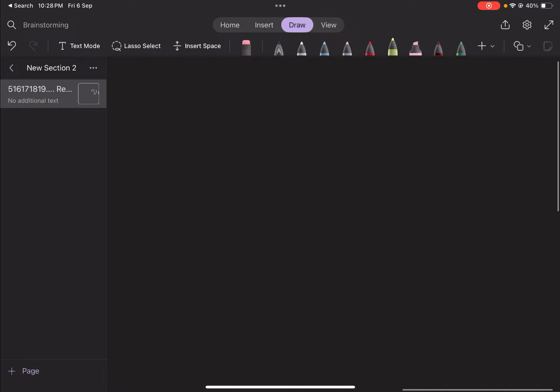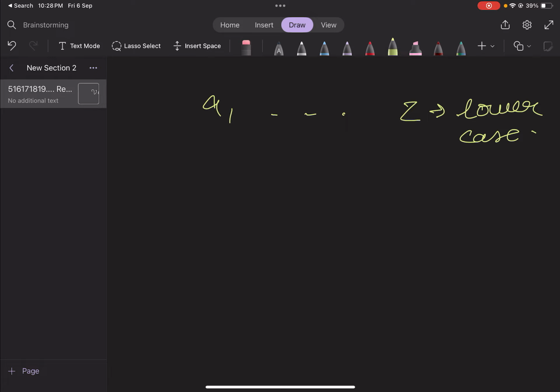So why do we need variables? Because there are a lot of shapes, there are a lot of things that are not fixed. So to represent them, we use alphabet from A to Z. They all should be lowercase, that means the smaller ones, right?